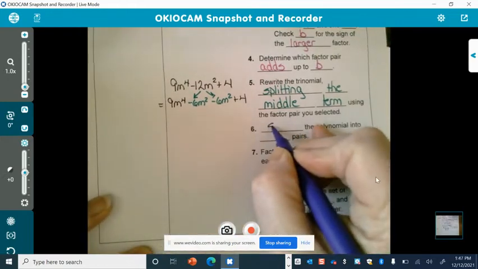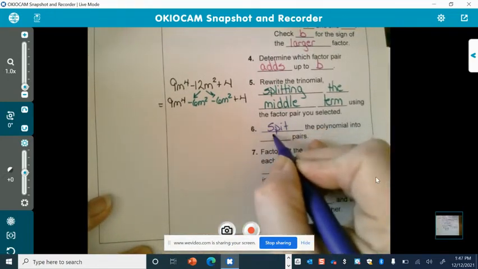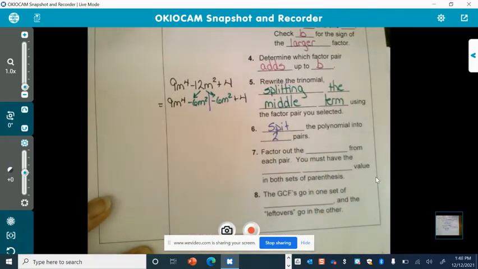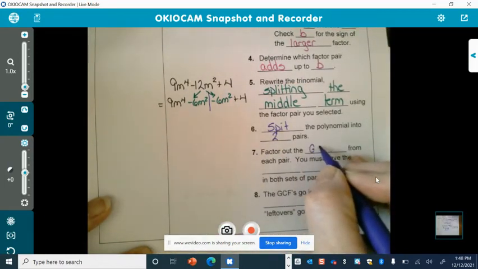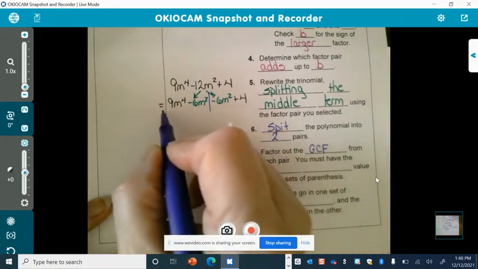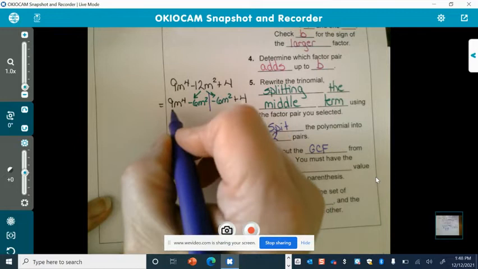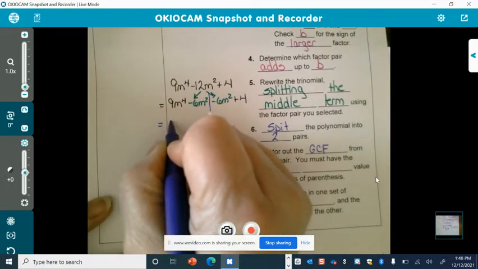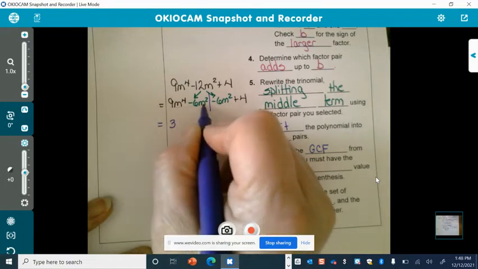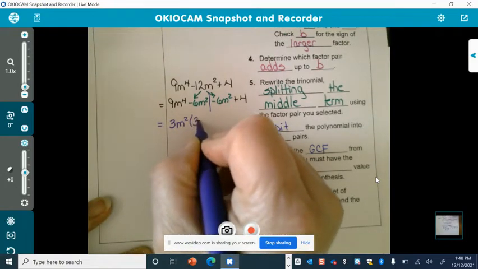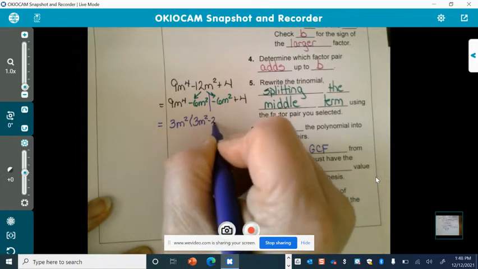Now I'm going to split my polynomial into two pairs. I'm going to cut it in half. And I'll factor the greatest common factor from each pair. So when I look at the left half, 9 and negative 6, my greatest common factor is 3. M to the fourth and m squared is going to be m squared. And this leaves me with 3m squared minus 2.